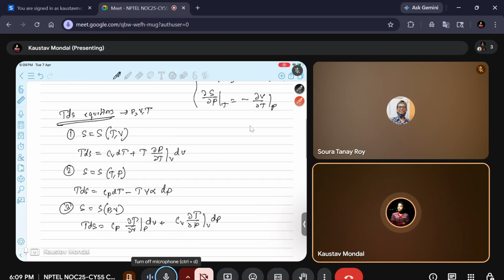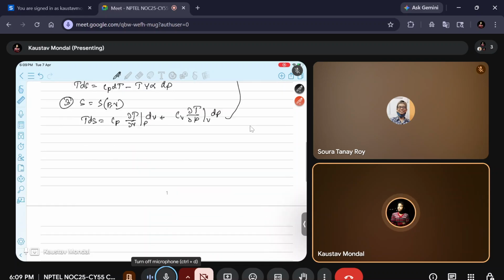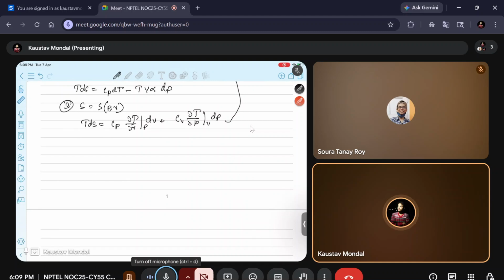So these are the three TdS equations that we have discussed. Next, we have discussed the energy equations. These are very important equations actually. So the energy equation.